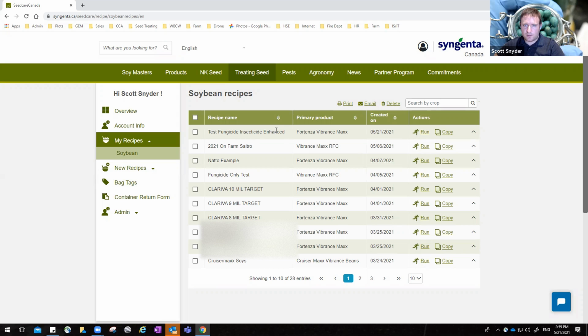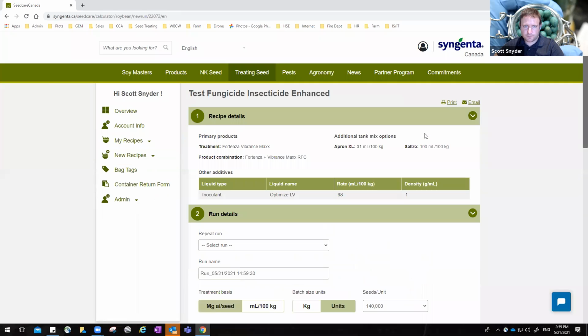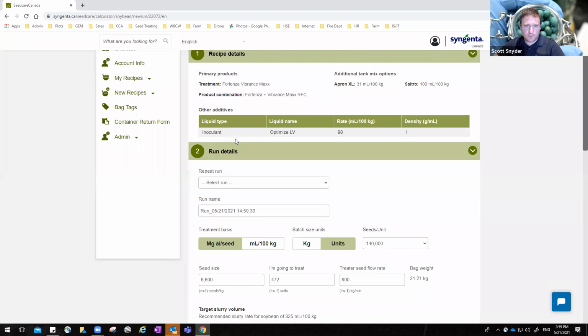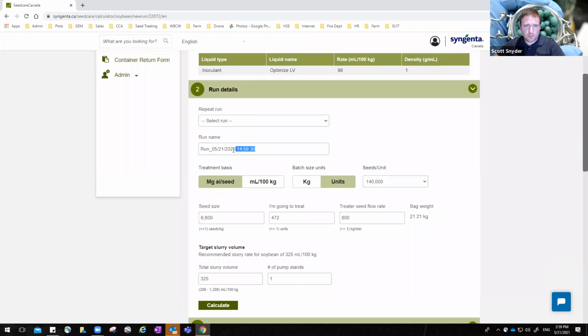In this case, we've got an order for this recipe, and what I'm going to do is slide across here to run on the right hand side. What it does here is copy all the details from the recipe. So Fertenza, Vibrance Maxx, Apron, we had Apron in there. That's the other reason it was enhanced, because in this scenario, we're talking about a Phytophthora problem as well. Saltro for SDS, your inoculant info. And again, you can name this however you want. This date and time stamps it, which is actually super handy for record keeping.